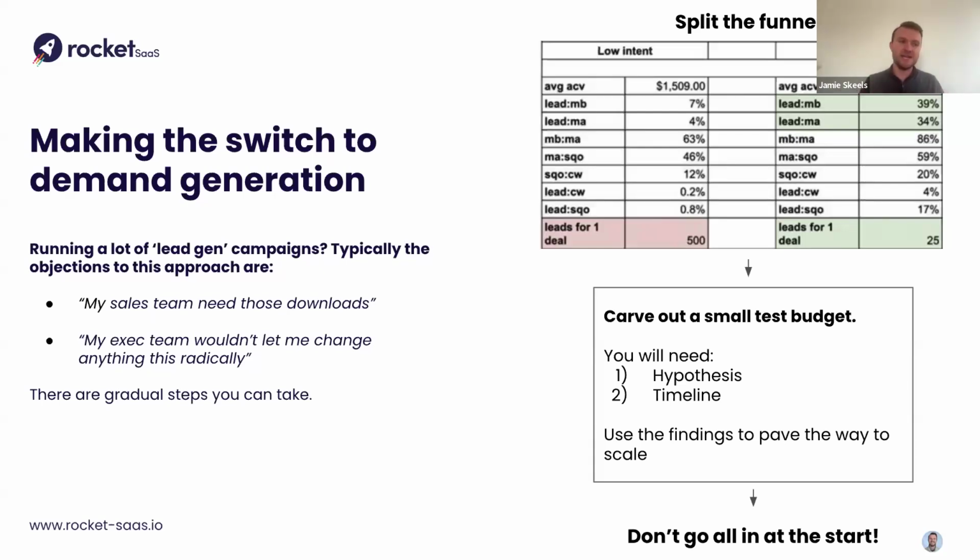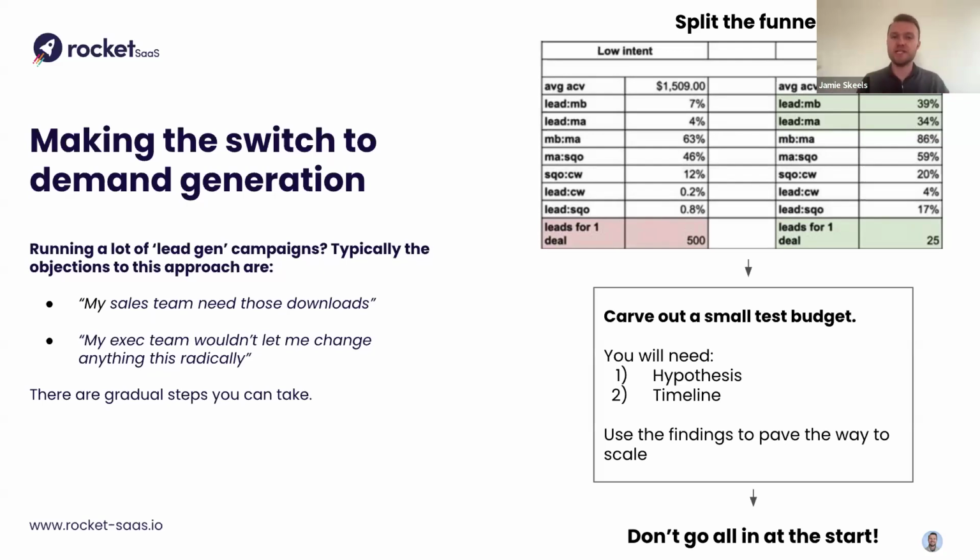The first one of them is actually how they went about making the switch to demand generation from a classic lead gen approach. I think what you'll typically find if you are running a lot of lead gen campaigns is your natural objections to making this switch will be, my sales team needs these downloads. This is who they go outbound to. I can't do this. And also my exec team wouldn't ever let me change anything this radically.